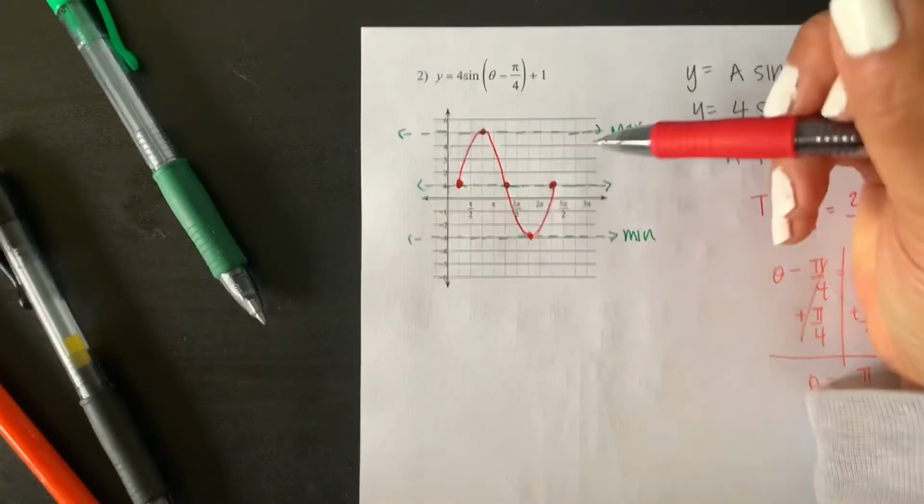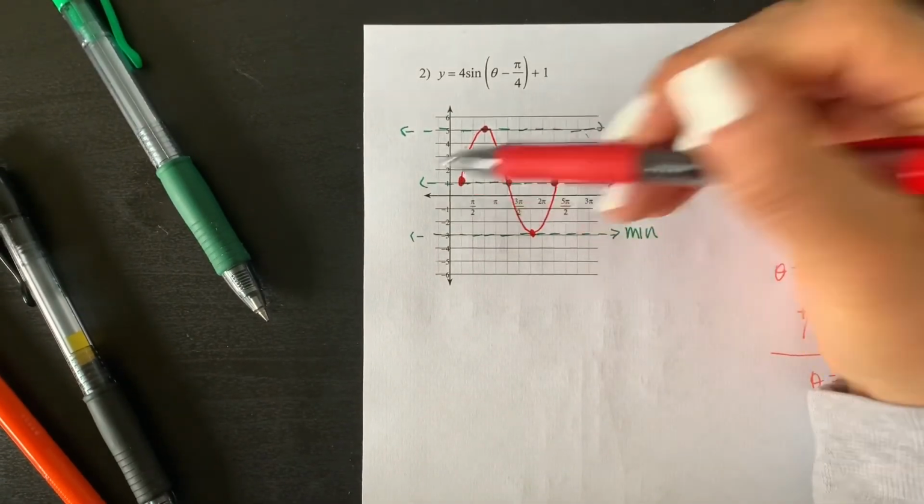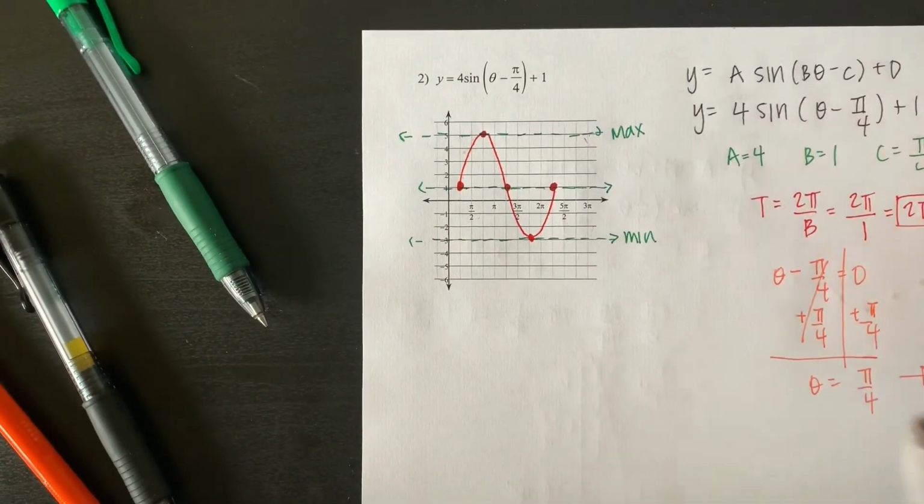Of course, you can continue it up and then down this way, but you don't have to. You can always just draw me one cycle. That's fine.